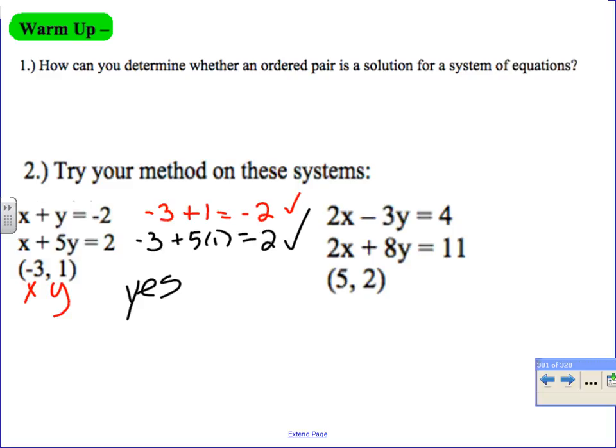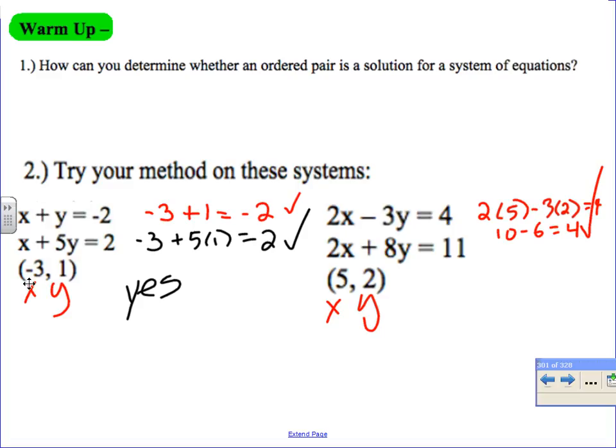Okay, let's try the second one. We have x is 5, y is 2. So we have 2 times 5 minus 3 times 2 equals 4. So we end up with 10 minus 6. Is 10 minus 6 4? Yep. I hope you're going to say yes, right? We're just practicing order of operations. So yes, that first one is true.